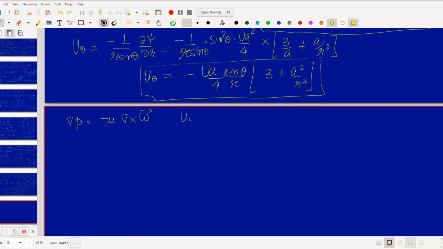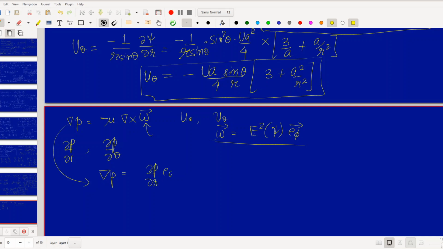You have the velocity components ur and u theta, and with the help of these you should be in a very comfortable position to evaluate what the expression for omega should be. And if you recall, omega was E square of psi in the e phi direction. So just substitute this over here and find out the del p del r component and del p del theta component. Recall that gradient of p in the spherical coordinate system will be del p del r er plus 1 upon r del p del theta e theta.